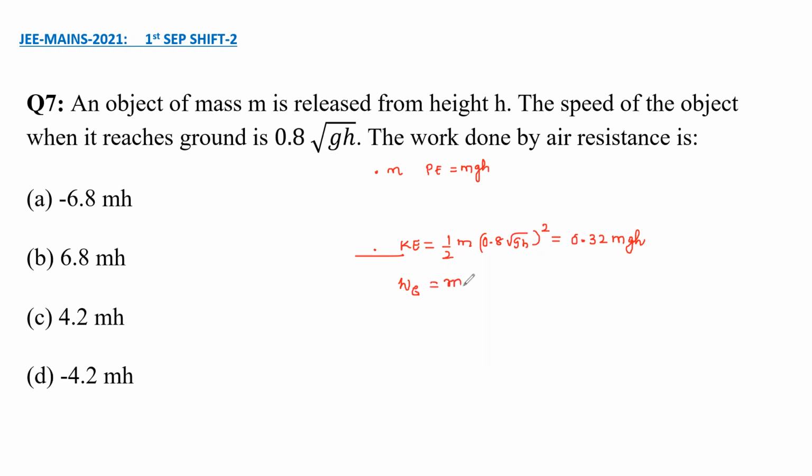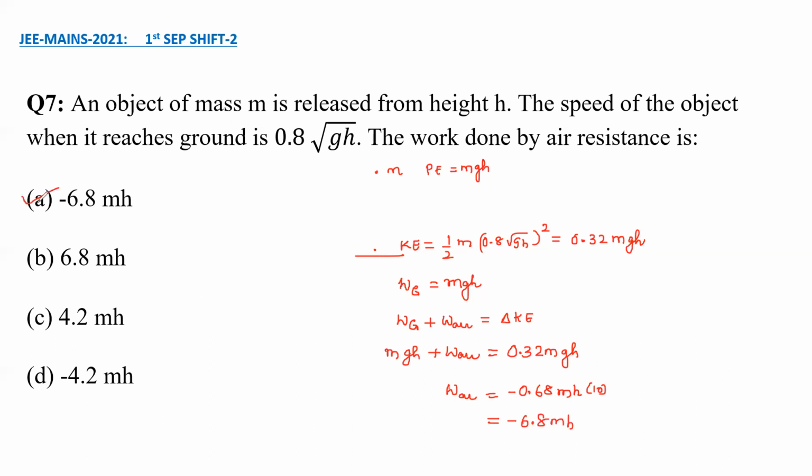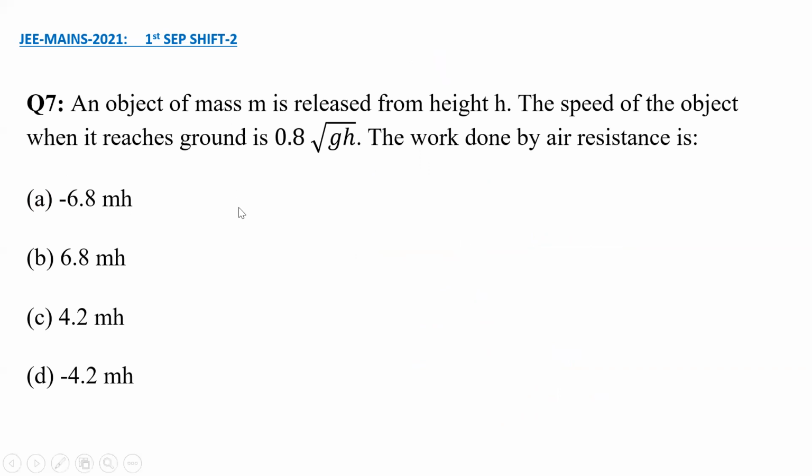So work done by gravity is negative of change in potential energy, which is mgh. The work energy theorem tells us that work done by gravity plus work done by the air resistance shall be equal to change in kinetic energy. Work done by gravity is mgh and work done by air has to be found. That is equal to delta KE, which is 0.32 mgh. So the work done by air comes out to be minus 0.68 mh into g, which is also 10. So it comes out to be minus 6.8 mh. So the correct answer is option A. I hope you are clear with this. Let's move on to the next question.